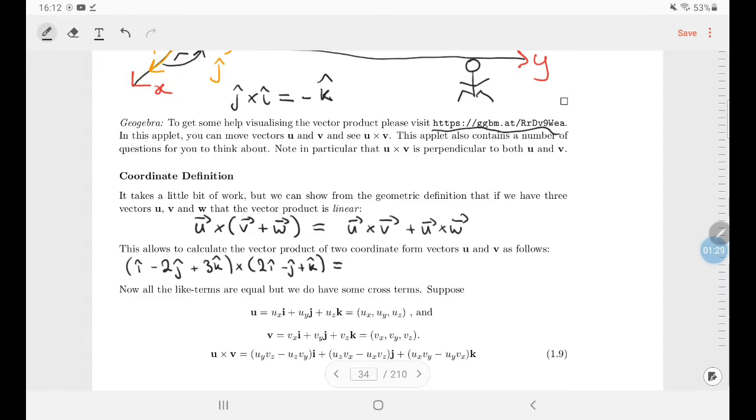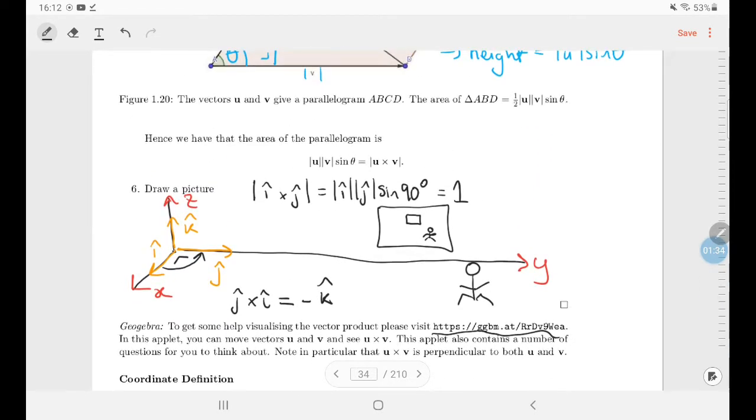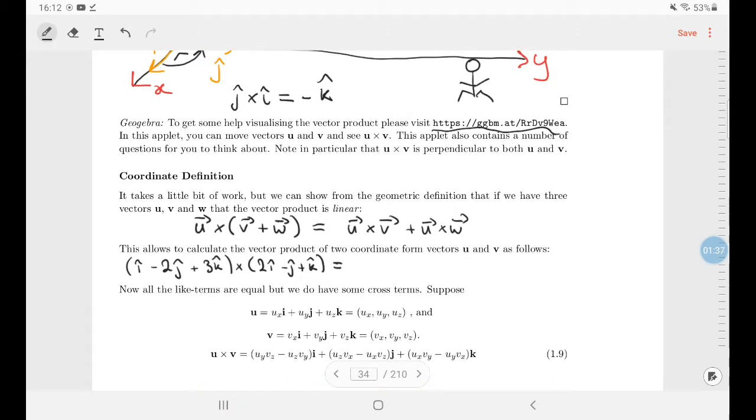Now look at i cross minus j. Now we had it up there. i cross j is actually equal to k. So when we do the i cross the minus j, we get minus k. Then with the i cross k, you can show is minus j. Now we've got minus 2j cross 2i, so the minus 2 by the 2 gives you minus 4. And you can show that j cross i is minus k. So we have minus 4 by minus k, plus 4k.